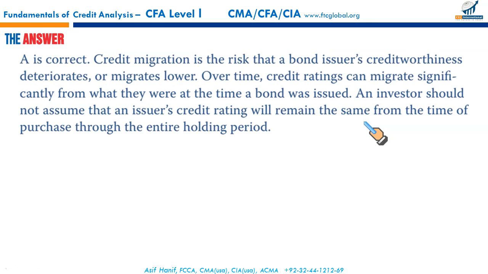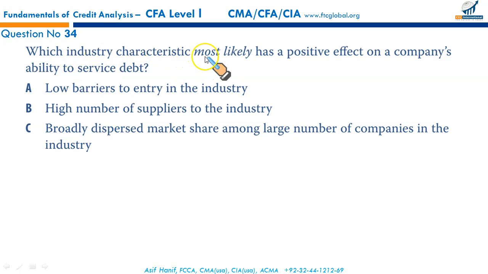Next. Which industry characteristic most likely has a positive effect on companies' ability to service debt? Low barriers to entry in the industry, which means any firm can enter, any newcomer can enter and share the loot. Not good for the company, not a positive sign for the company's ability to service debt. B. Higher number of suppliers in the industry. That is good for you, for your firm, for this issuer, because suppliers in this industry do not have the bargaining power, which goes in favor for the company and its ability to make profits and ability to service debt. That's true. This is good. B is the right answer.